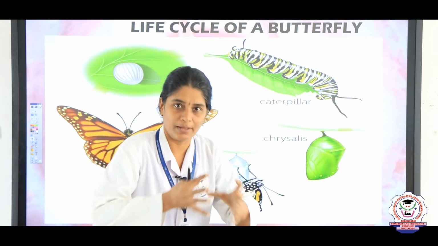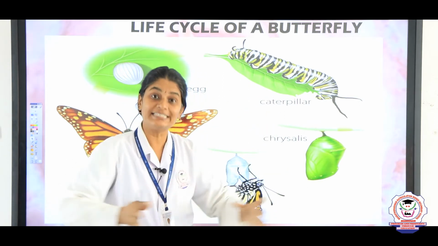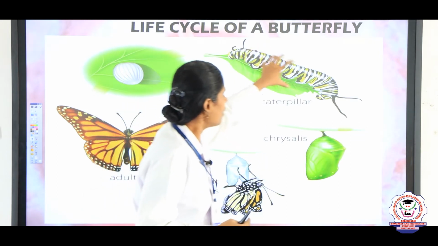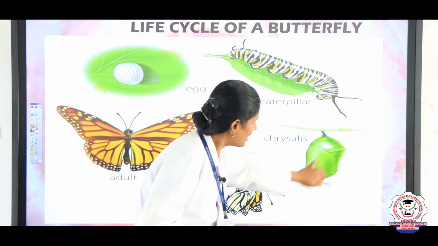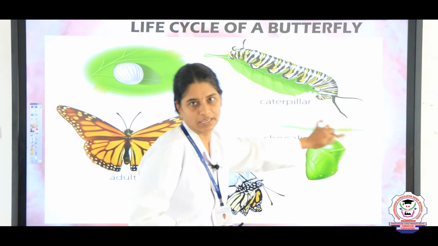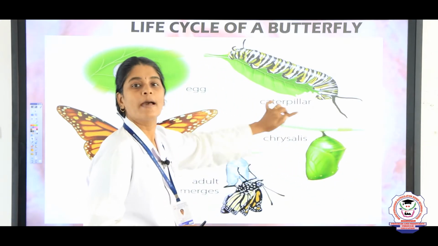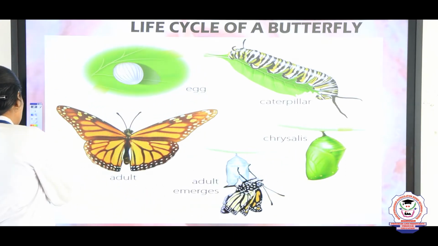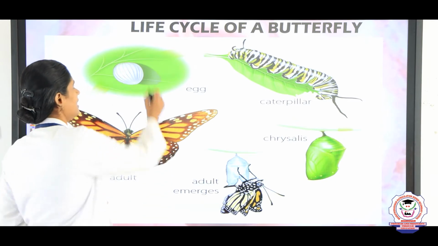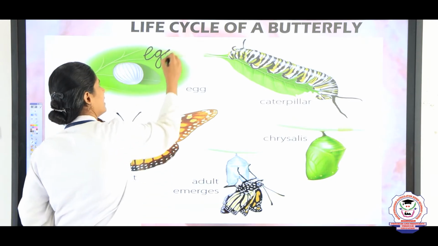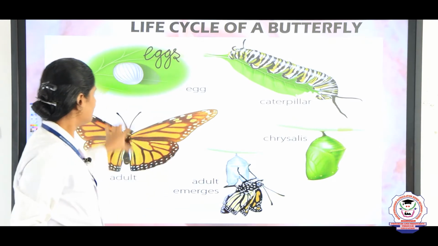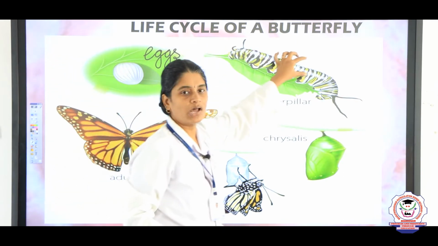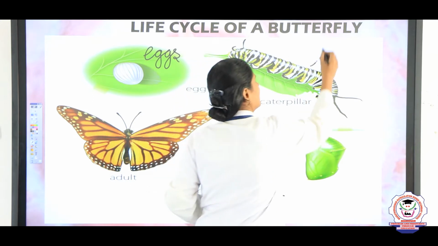Once they increase in size, they become inactive and they cover themselves with a covering. This stage is called the pupa. So the butterfly lays eggs on the leaves, and from the eggs the caterpillar or larva comes out. You can also call that a larva.